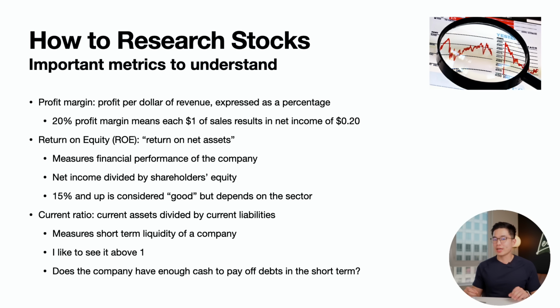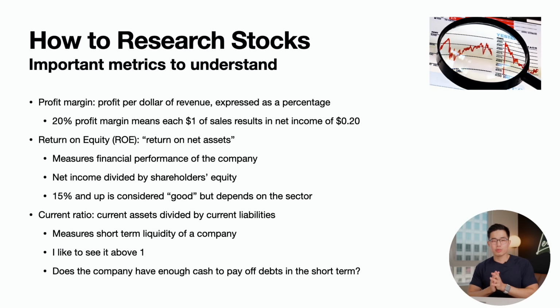Another very important metric that I always look at is the current ratio. This is basically the current assets divided by the current liabilities. The current ratio measures the short-term liquidity of a company. When evaluating companies, I like to see a current ratio that is above 1. This means that they have more current assets than current liabilities, and that means the company does have enough cash to pay off any debts in the short term.